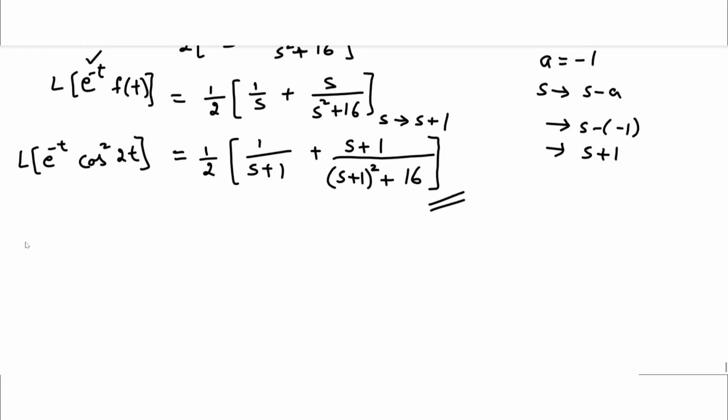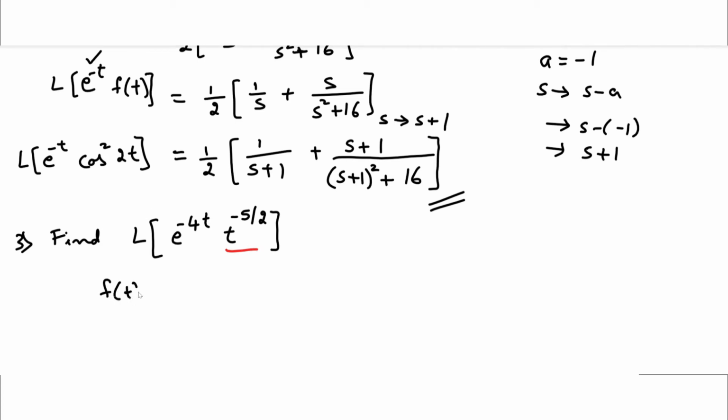Let us move on to the next question. Find the Laplace transform of e power of minus 4t, t power of minus 5 by 2. So this is the Laplace transform of e power of minus 4t t power of minus 5 by 2. So once again it is in the form of Laplace transform of e power of at into f of t form. So therefore I will be taking this value to be equal to f of t.